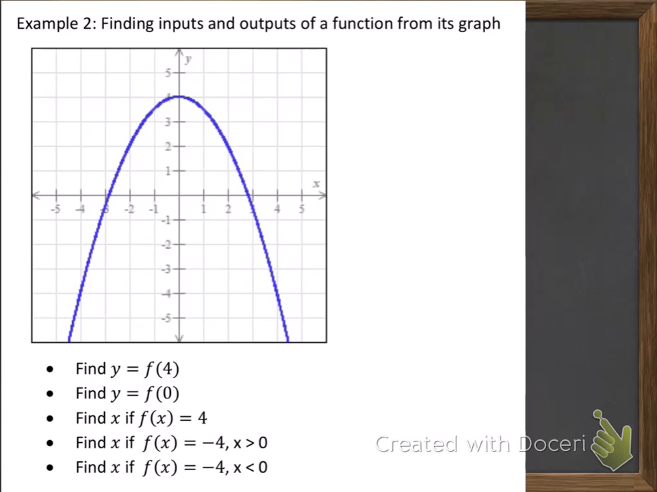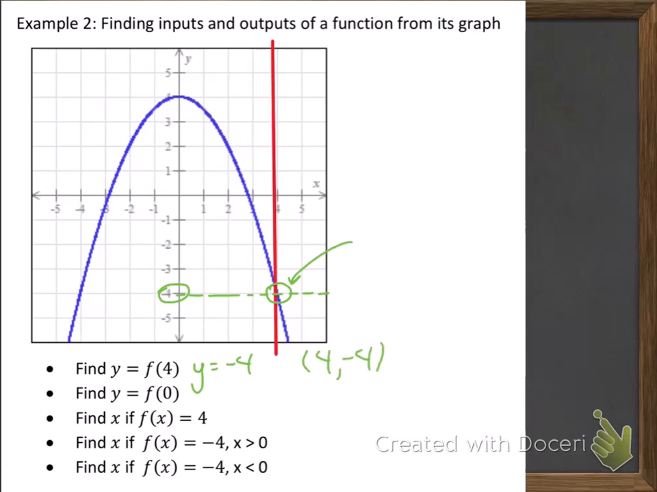So the first bullet says find y equals f of 4. Again, I encourage you to remember that this 4 is the x value, not a y value. So x equals 4 right here. This is the line x equals 4. So what is the y value when x equals 4? Well, it's right here. That's where the red line crosses the blue line. If we go over to our y-axis, we can see that this gives us the value y equals -4. And that ordered pair is x equals 4, y equals -4.